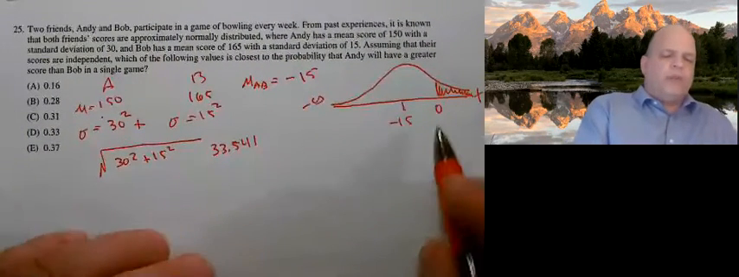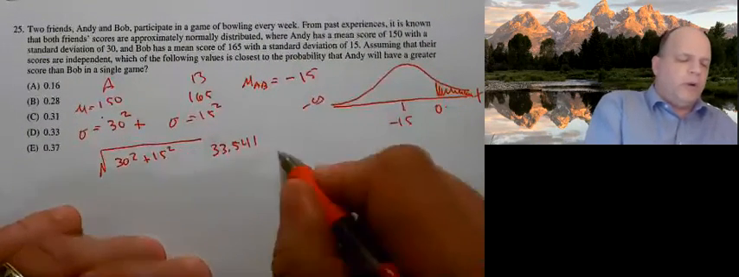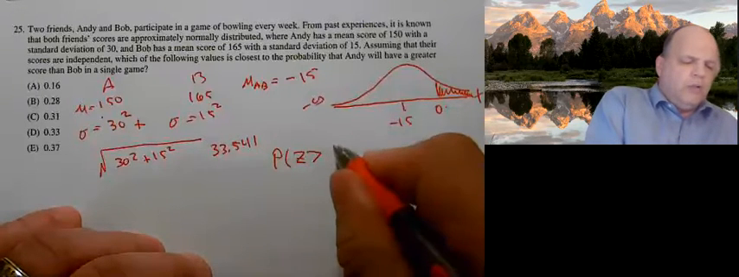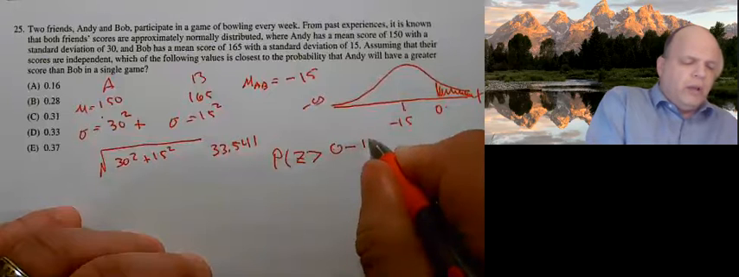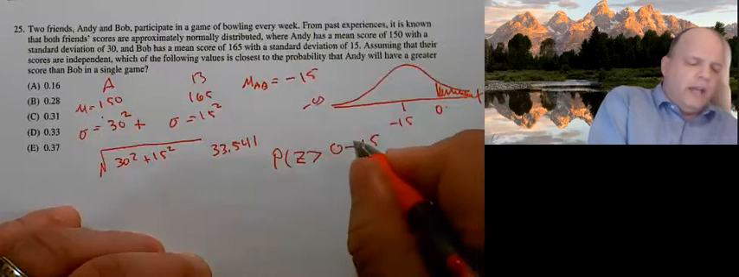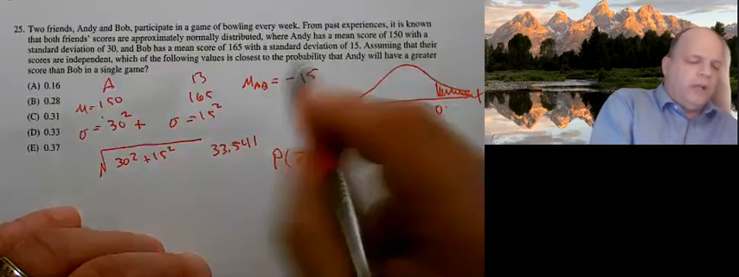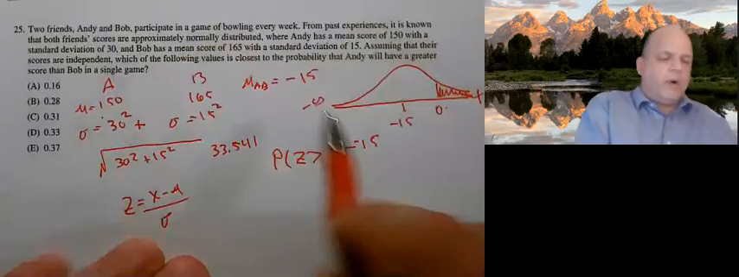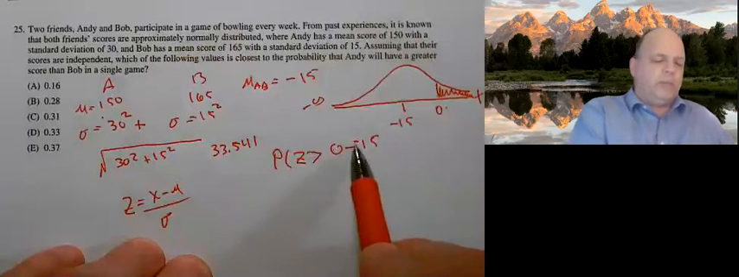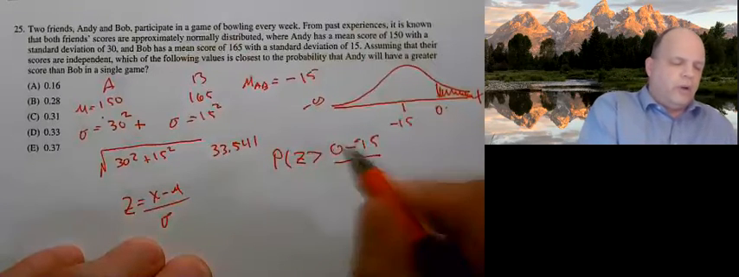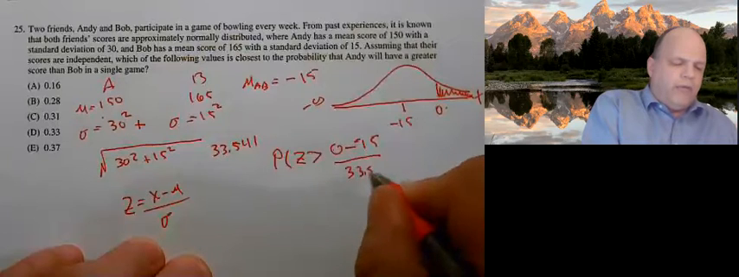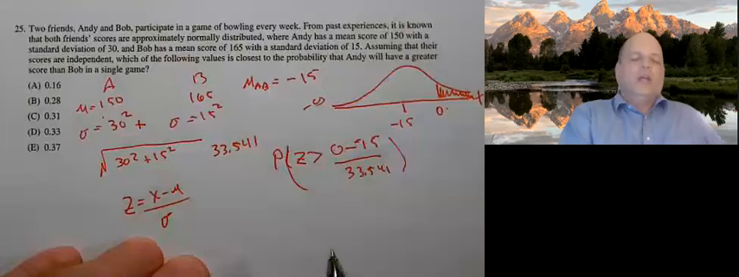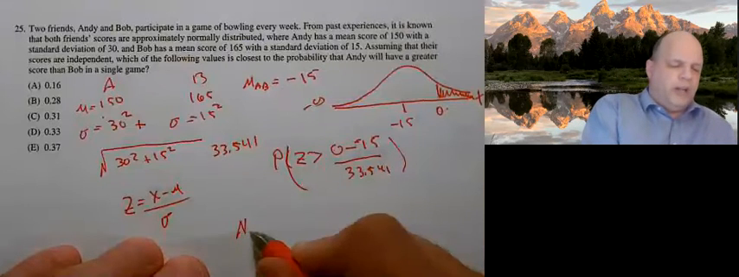Now, what I'm looking for is the probability that we get a score greater than 0. So the probability that z is greater than 0 minus, and by the way, it's not just a minus, it's a negative 15, because my formula is, please don't forget it, z equals x minus mu over sigma. We already have a negative 15, so this is going to be 0 minus negative 15 over 33.541. There are several ways to go about this, but probably the easiest is to go to the calculator and do a normCDF.